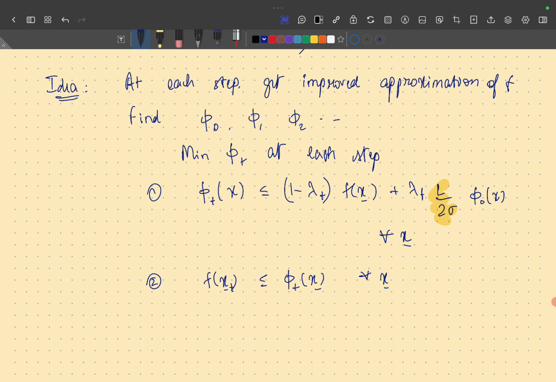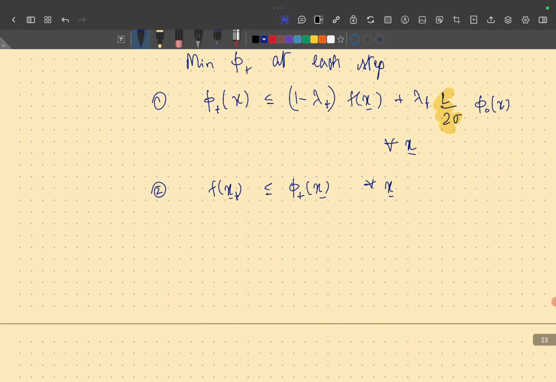How do I choose phi 0 of x? I will choose phi 0 of x to be exactly equal to f of x naught plus some constant times the squared distance of x from x naught.